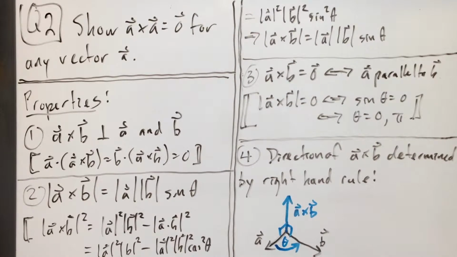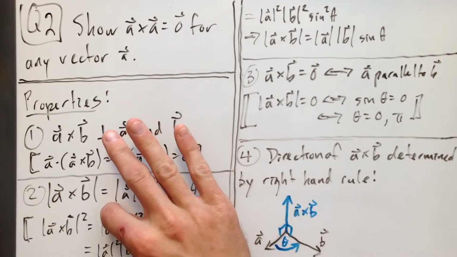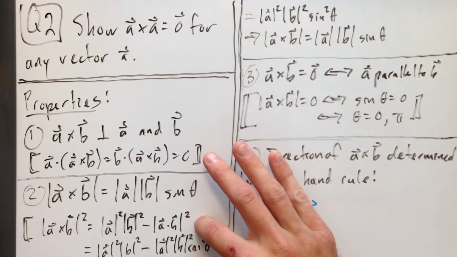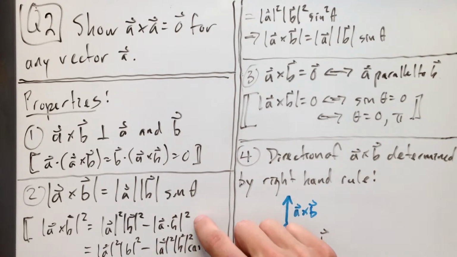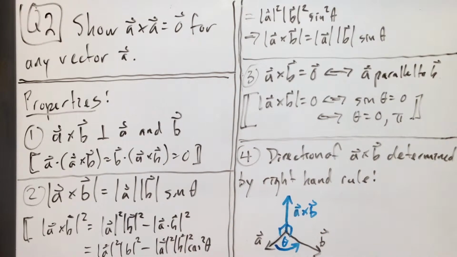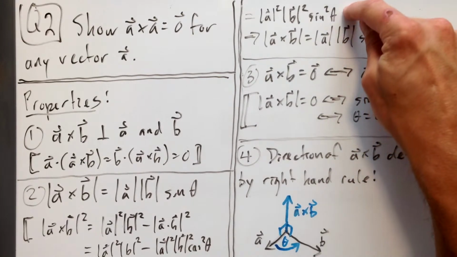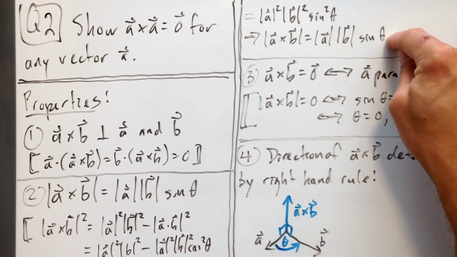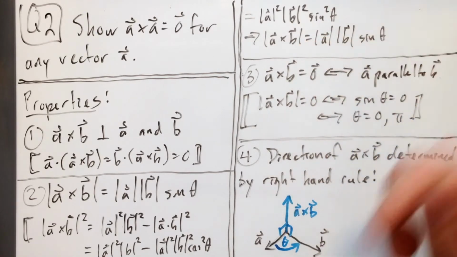Where does this come from? Well, if you take A cross B and take its magnitude and square it, you can show that it's equal to the magnitude of A squared times the magnitude of B squared minus the absolute value of A dot B squared. And the absolute value of A dot B squared is the magnitude of A squared times the magnitude of B squared times cosine squared. You can factor out 1 minus cosine squared, which is equal to sine squared. Then taking square roots and noting that sine of theta is positive whenever theta is between 0 and pi, which we assume it to be, we get this.